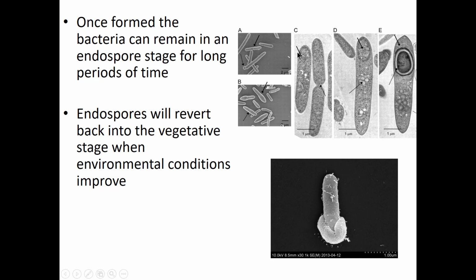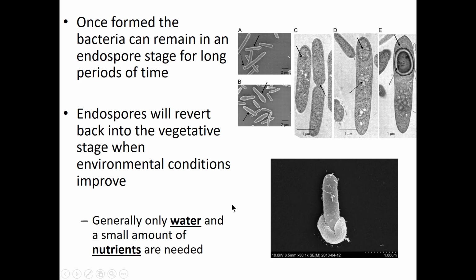So here you can see some figures showing the normal vegetative state, the beginning formation of an endospore, and the later stages of an endospore forming here in an actual microscope image. Once an endospore forms, it'll stay that way for long periods of time, but what will normally happen is it will actually revert back into the vegetative state, as you can see in this figure.